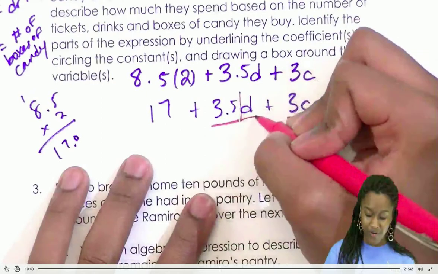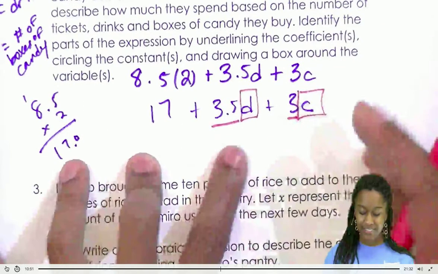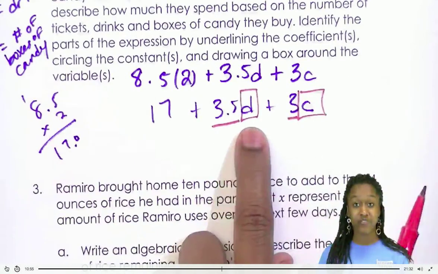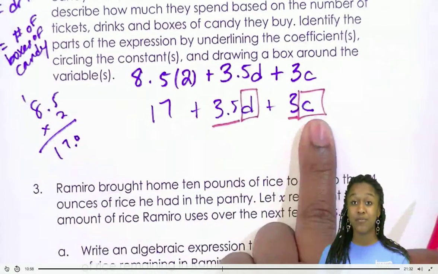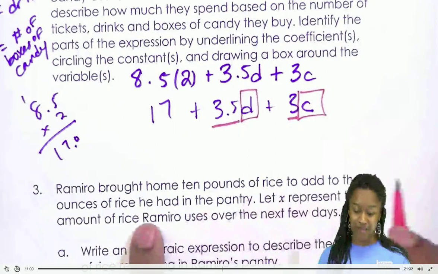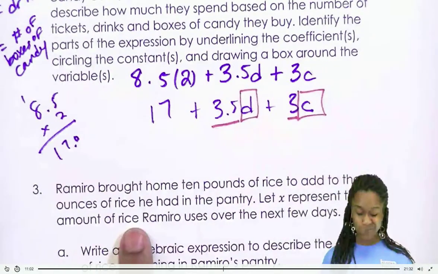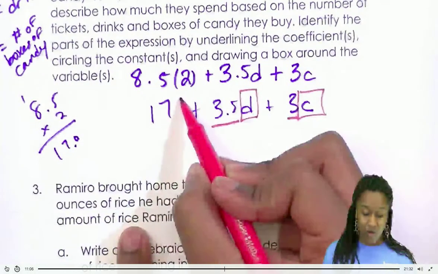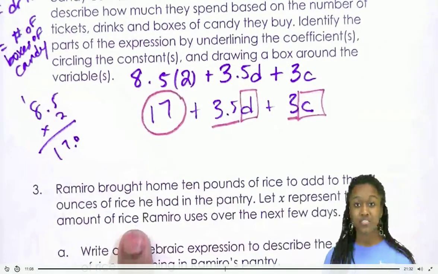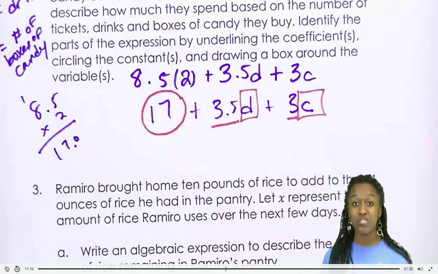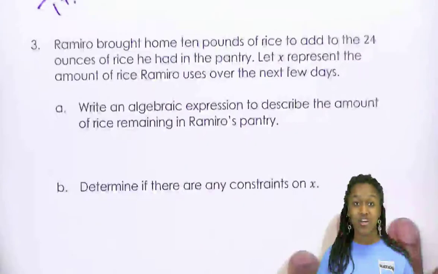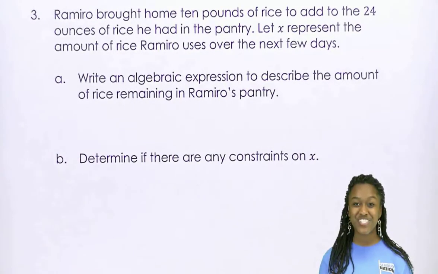We know our variables are D and C because those are the letters that represent any given number of drinks and any given number of the boxes of candy that we buy, right? And our constant is the part of this expression that never changes. So we only buy 2 tickets. We don't buy more than that. We only buy 2, right? So that 17 right there will never change. That is our constant.